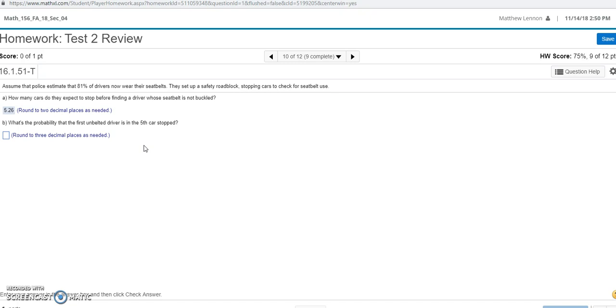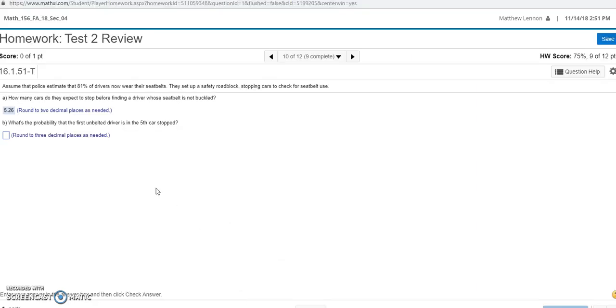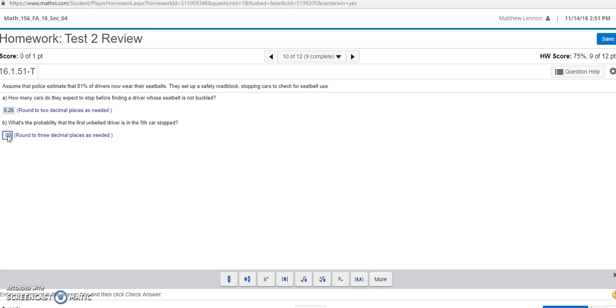What's the probability that the first unbelted driver is the 5th car stopped? So this is a very particular order. It basically means that the first 4 drivers all have to be belted, and the 5th one is unbelted. So the first 4 are all belted, in that order, so 0.81 to the 4th. And then we multiply by 0.19 after that. So 0.81 to the 4th power times 0.19 is 0.0818 if we round to 4 decimals. They want 3, so we're doing 0.082.